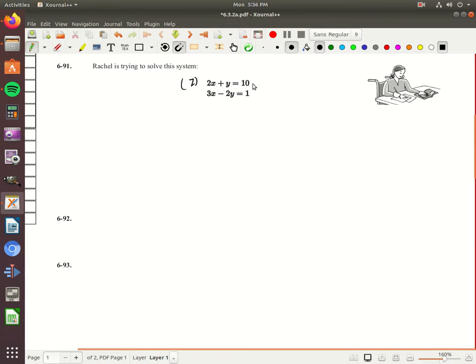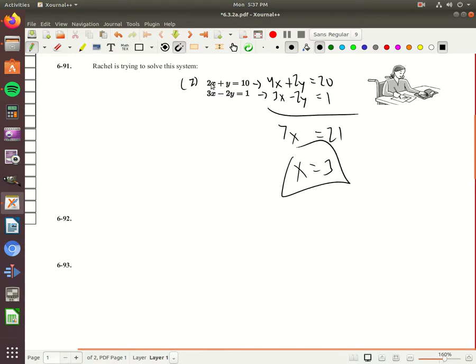But I think it's going to be easier if I multiply the top by 2. I'll get 4x plus 2y equals 20 and leave the bottom the same: 3x minus 2y equals 1. And I'll add them together. I get 7x equals 21, so x is 3. And again, that's not enough. I need an ordered pair. So I have the x part of the ordered pair, but now I need the y. So 2 times 3 plus y equals 10. 6 plus y equals 10. So obviously y is 4.